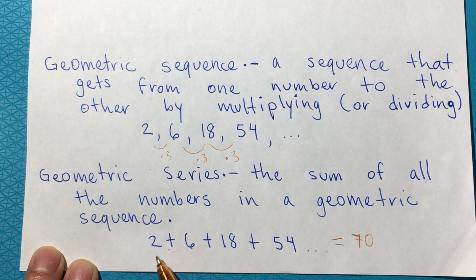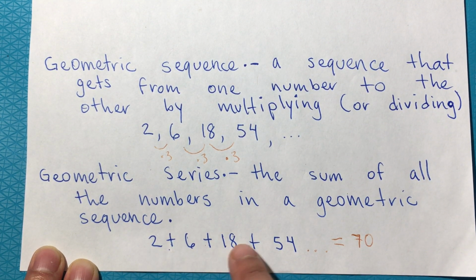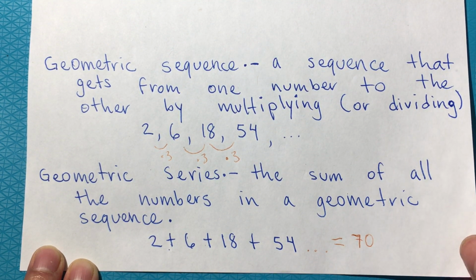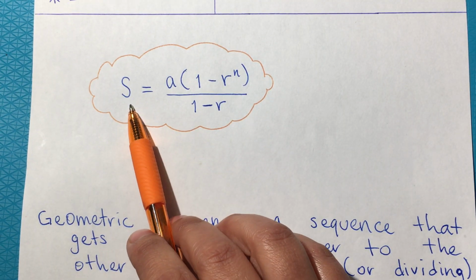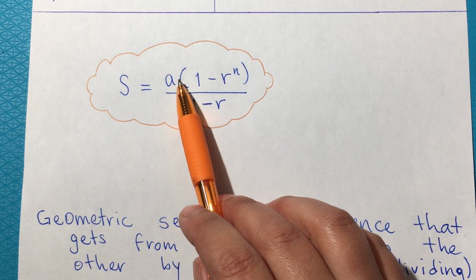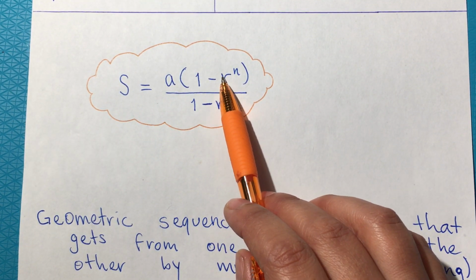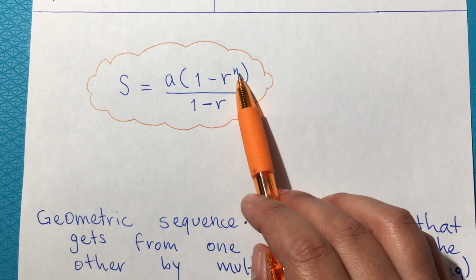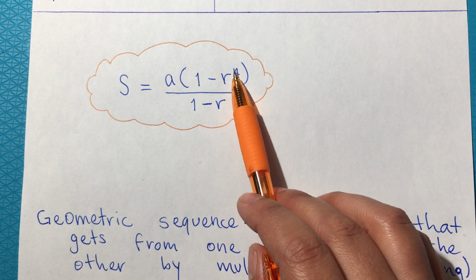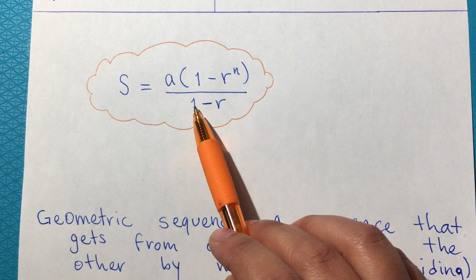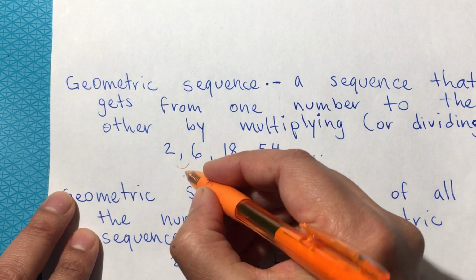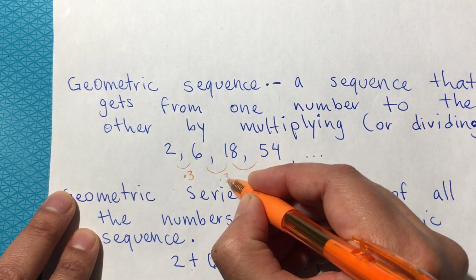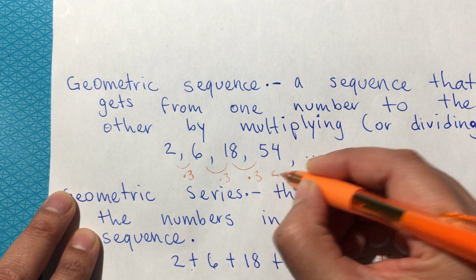But how can I do that without having to do all of that addition, especially if I have a bigger list of numbers? Well, there is a formula, and I do want you to understand this formula. This is the formula. The sum is equal to the initial point times 1 minus the ratio to the nth power, all divided by 1 minus that same ratio. And the ratio refers to this number right here. We're multiplying by 3, by 3, by 3. That will be your common ratio.